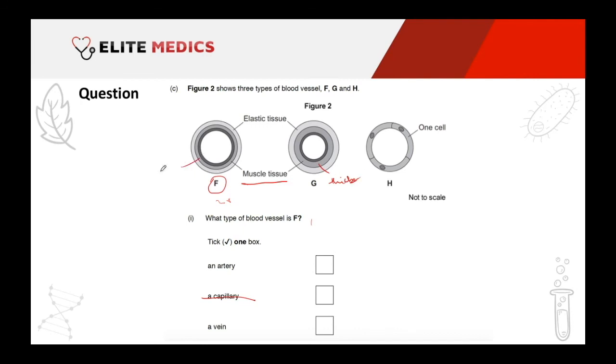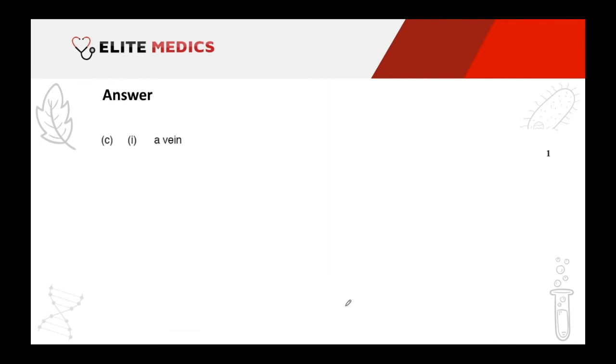And this one is a lot thinner. And also, the lumen of this one is bigger compared to that one. So instantly, just knowing those 2 things, making those 2 comparisons, you should be able to work out that F, because it has a thinner muscular layer and a larger lumen, it's got to be a vein. And that is the correct answer.